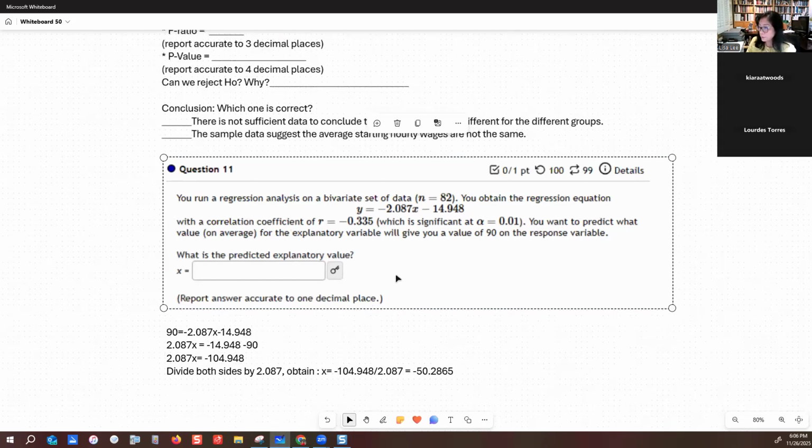For this problem, you have to be careful because the problem gives you the y first. Y is the one we call the response variable, and we are looking for the explanatory variable. Explanatory is x, okay? Usually some students will make a mistake, replacing x by 90 and getting an answer. It's not what we need. So be careful with this question 11, it's very tricky. And the others are similar to each other, okay?